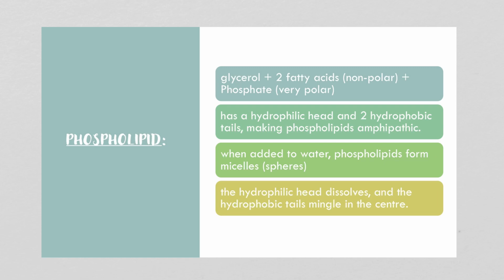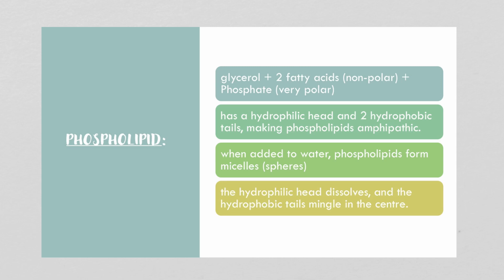Phospholipids are glycerol plus two fatty acids and a phosphate. The two fatty acids are not polar; the phosphate and the glycerol are polar. The phospholipid has a hydrophilic head and two hydrophobic tails, which makes phospholipids amphipathic, which means that one half of the molecule is polar and one half of the molecule is nonpolar.